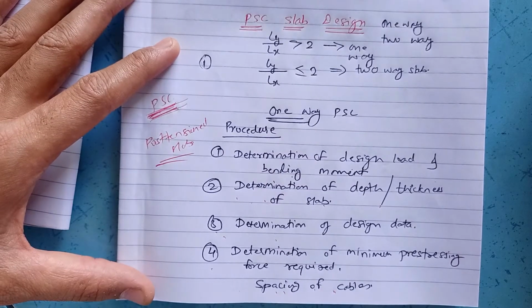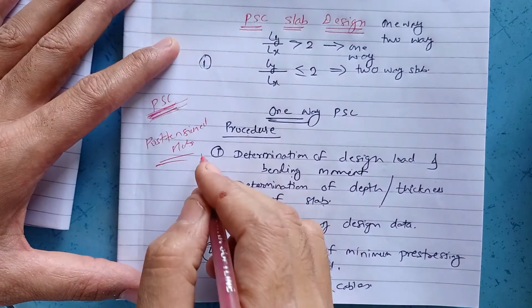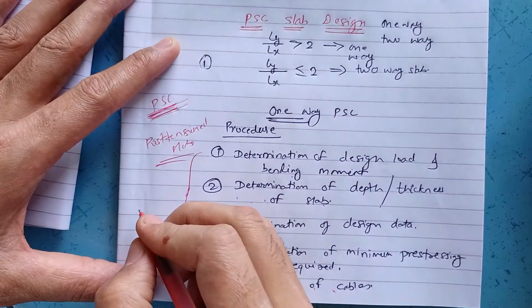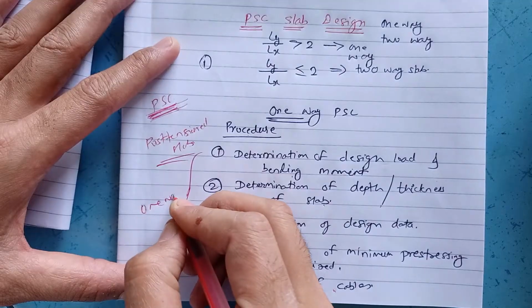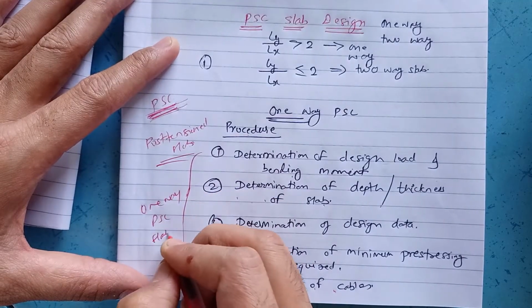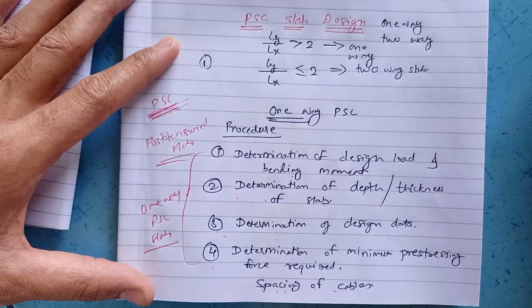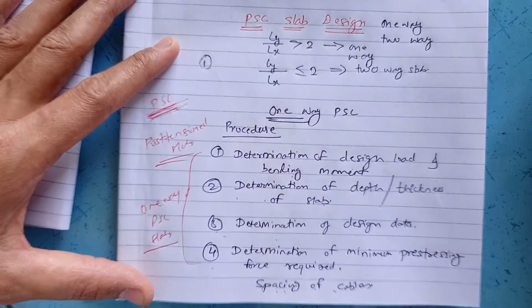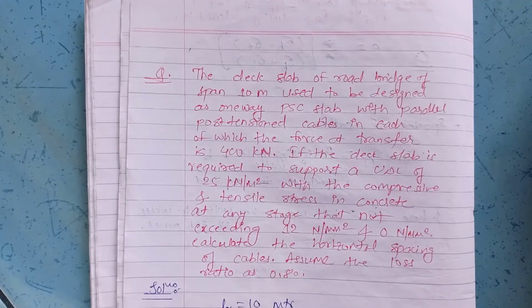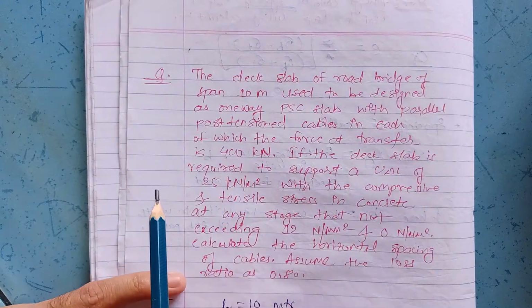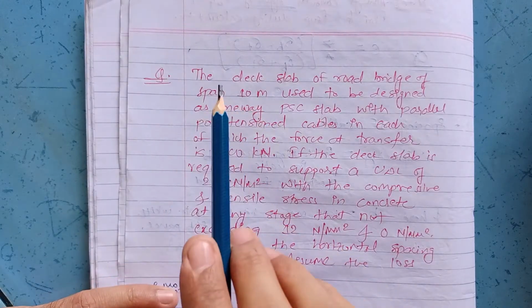In the previous lecture we have seen the step-by-step procedure for the design of a pre-stressed one-way concrete slab. That was the step-by-step procedure, and today we will be designing a one-way PSC slab. Let's have a look at the problem statement. This is the problem statement for the one-way PSC concrete slab.